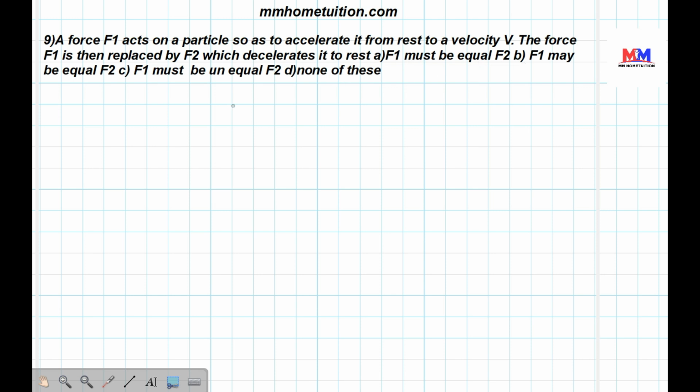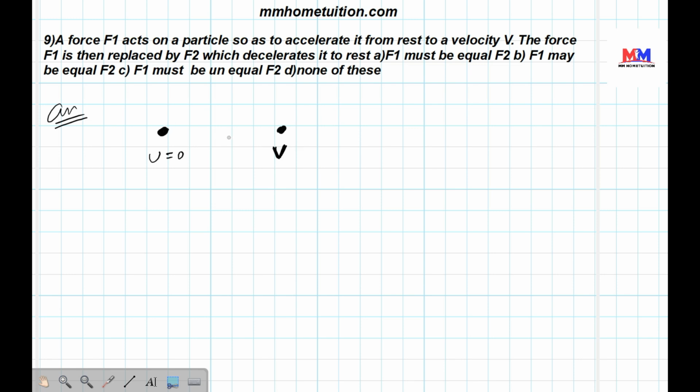A force F1 acts on a particle so as to accelerate it from rest to a velocity v. So when a body is at rest, its initial velocity is 0, and then it accelerates to a velocity v.